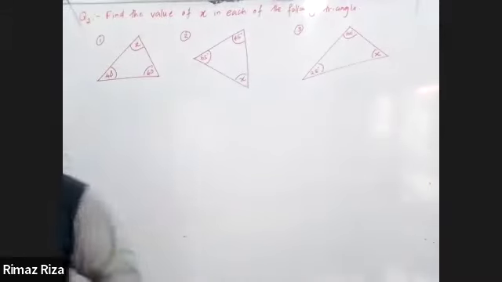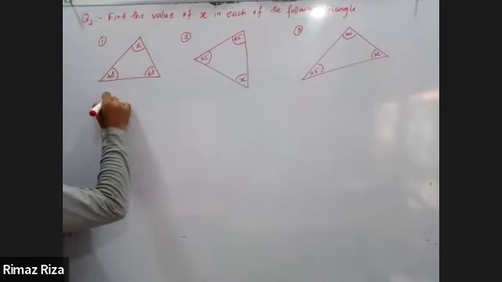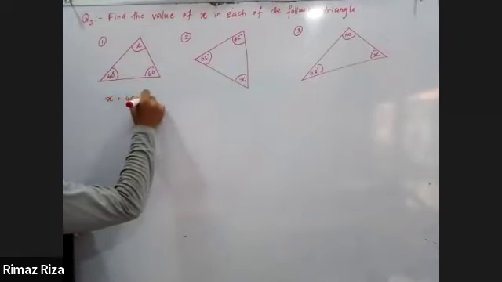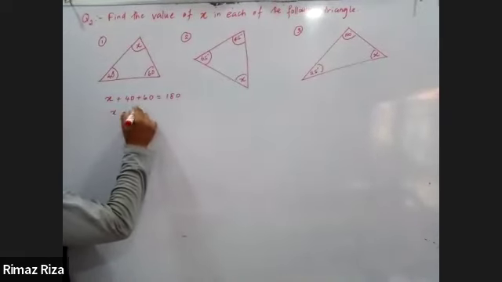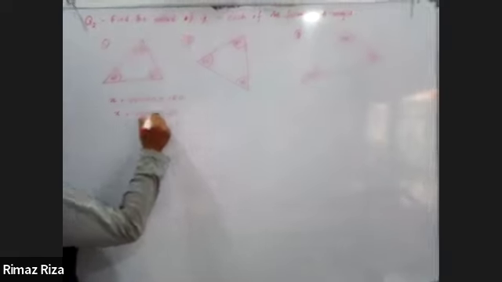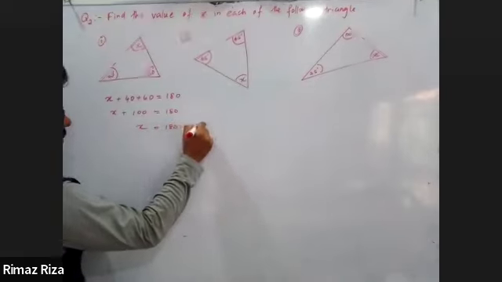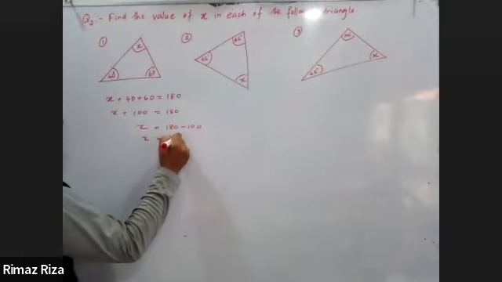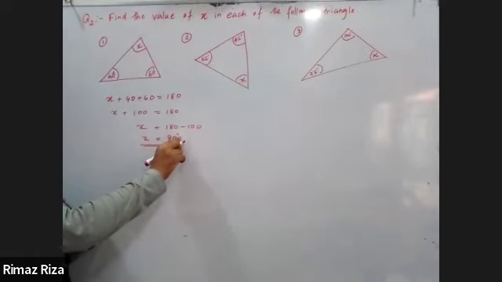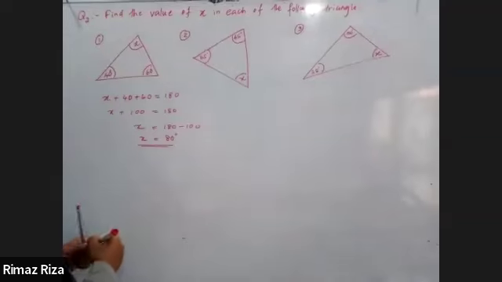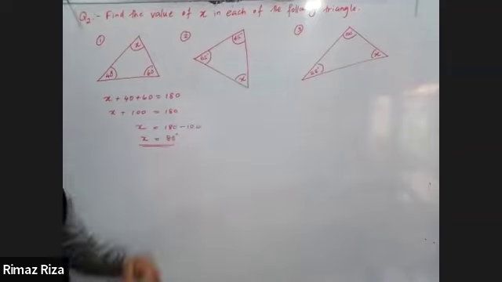Okay, first one, then I will help you. The total internal angle is equal to 180. So x plus 40 plus 60 equals 180. Here we get x plus 100 equals 180, and 100 goes to the other side. So 180 minus 100, x equals 80 degrees. For the final answer, when you are writing, you have to put the unit, degrees. Okay. Likewise, do the second one and third one soon.